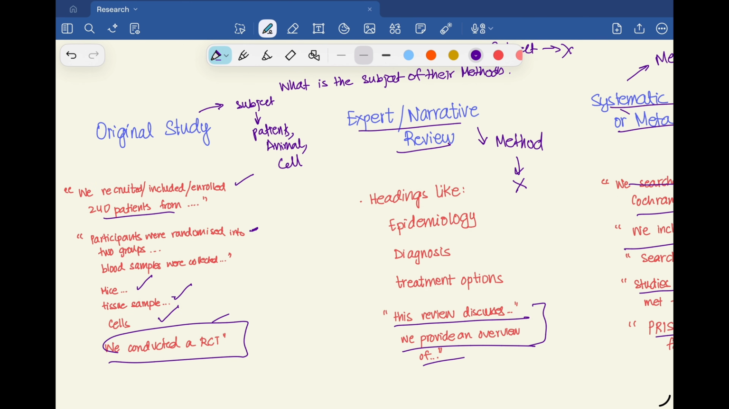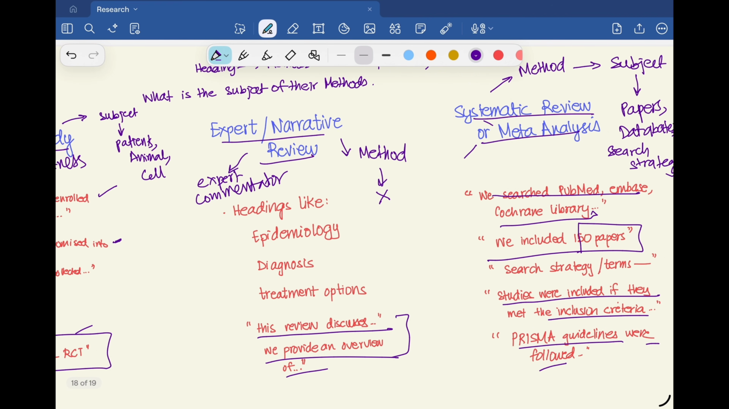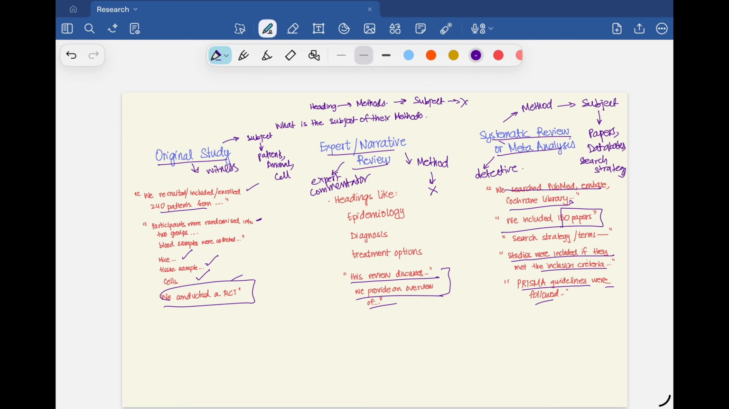Okay, so if we use our detective theme from our previous video to identify these papers, we can say that an original study is like a witness. As for the expert or narrative review, it's actually just an expert commentator, right? For systematic review and meta-analysis, as I described it earlier, it is the detective, because it's going through all the literature on a topic and then it's giving you a final or pooled answer or result. So that's why we call it the detective. So these are the three types of studies and how you identify them.